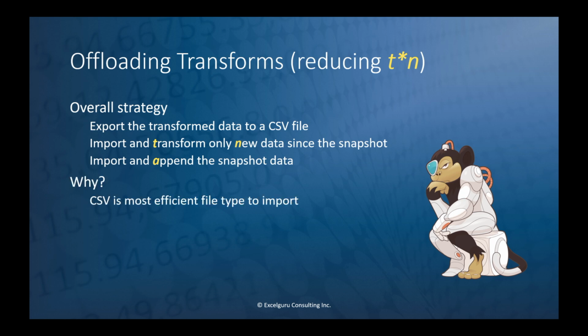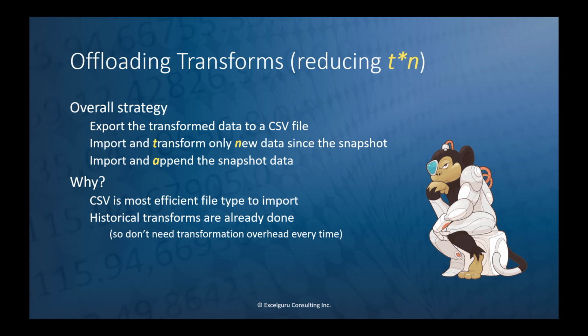Why would you do this? Well, number one, CSV is by far the most efficient type of data to import into Power Query. Power Query is really good at importing CSV files because there's no extra metadata that confuses it. It's just data, nicely structured, ready to go. The historical transformations are already done. Why waste the time transforming them? And if you don't have that extra overhead, it's obviously going to speed things up.